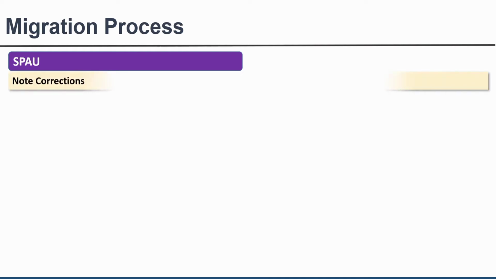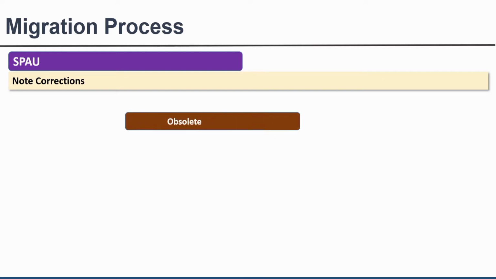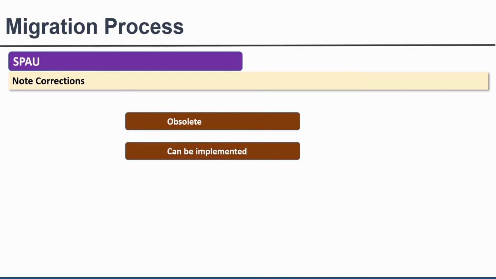Node corrections. Here you need to apply some additional SAP notes. The notes will have different implementation status like obsolete note. These are obsolete and you need to reset them. Can be implemented. Here you need to implement the notes by reading them. If it has any pre-implementation or post-implementation steps, you need to take care of them.